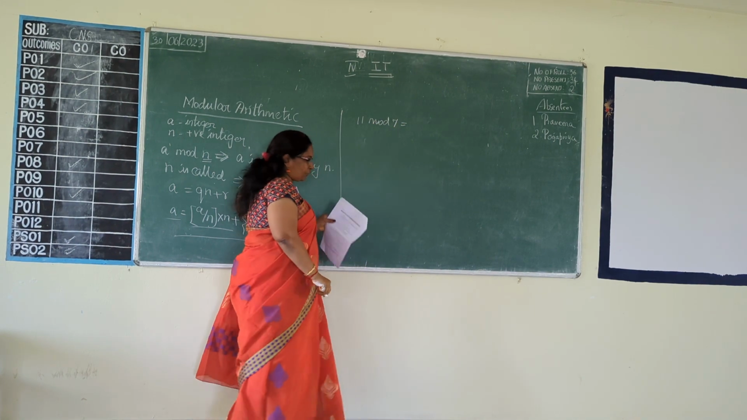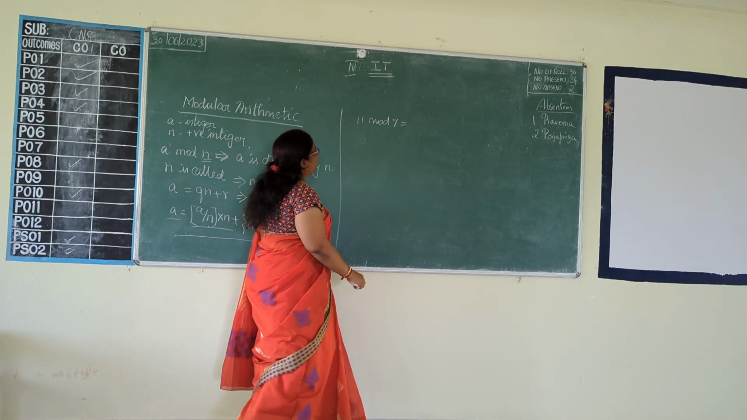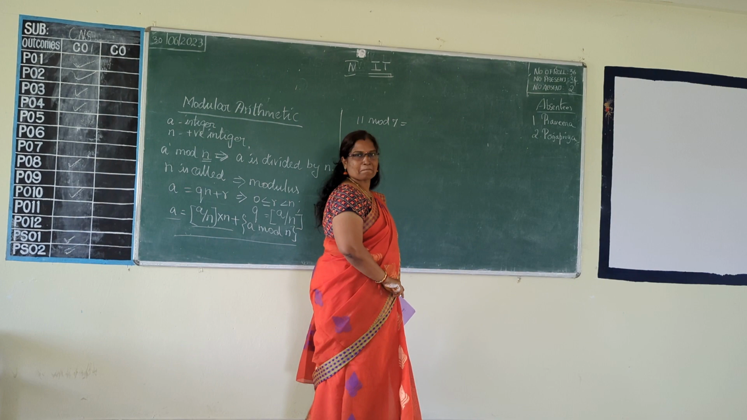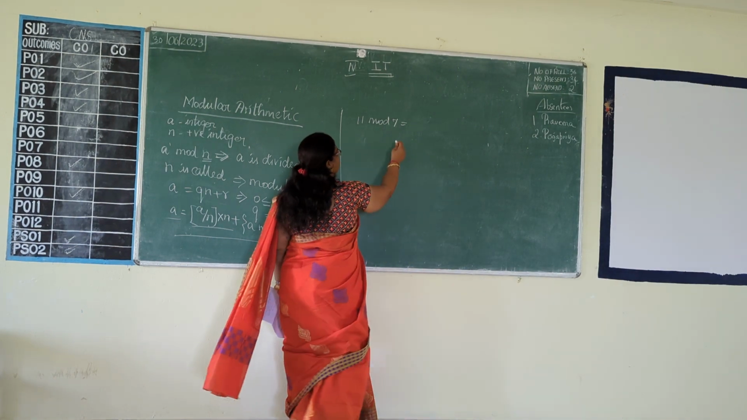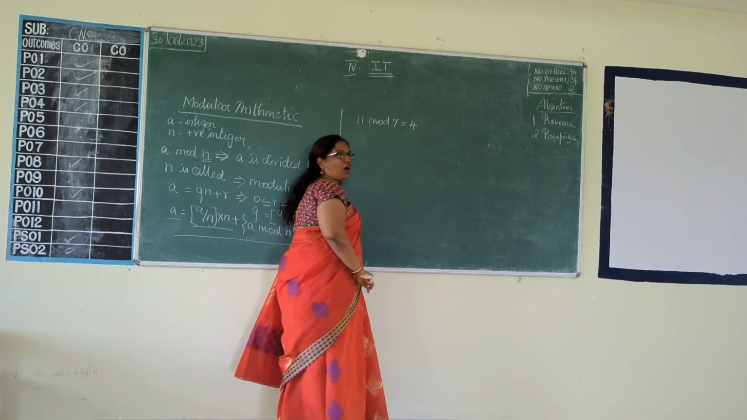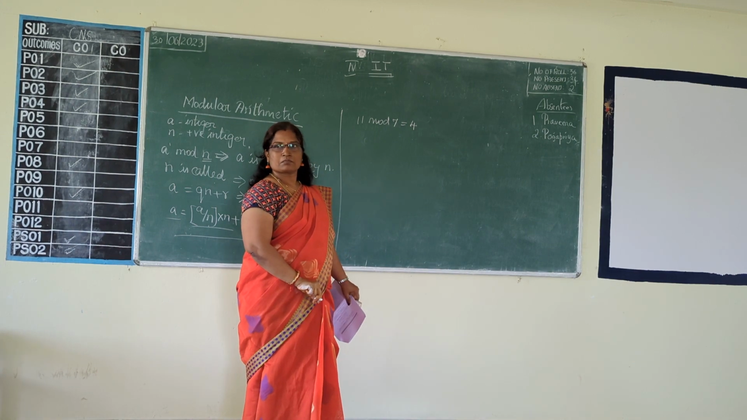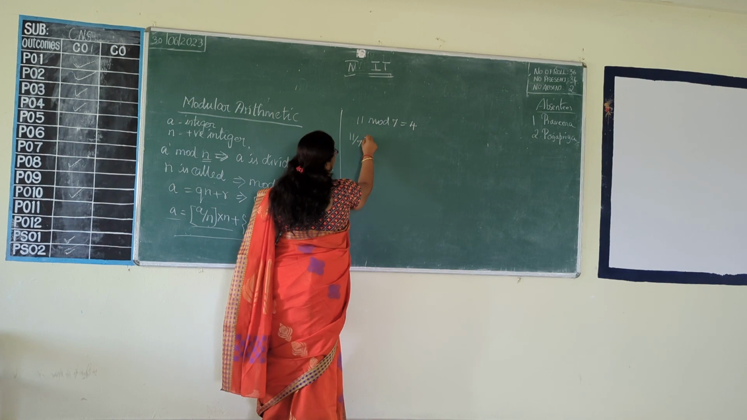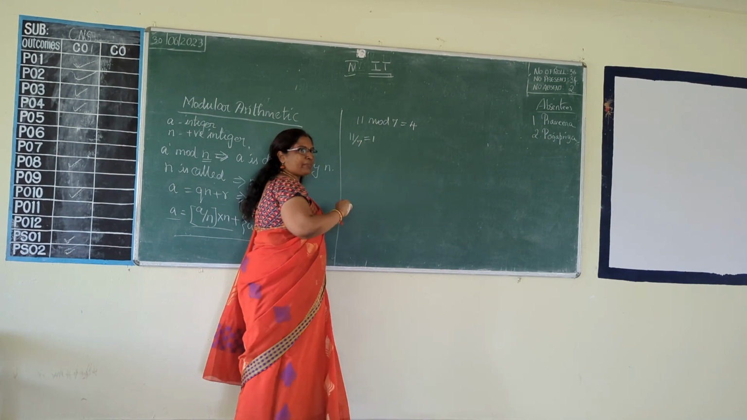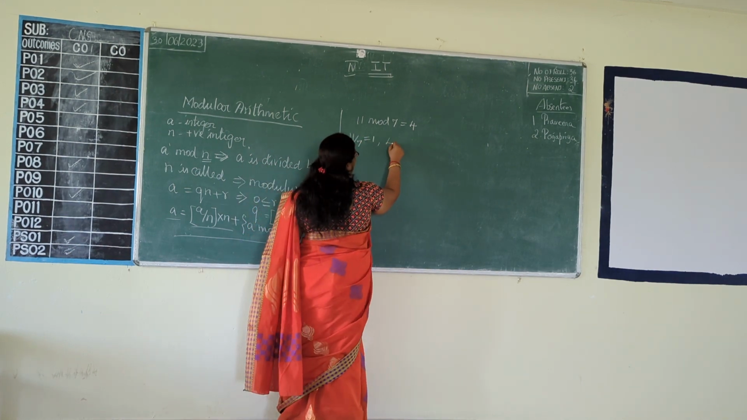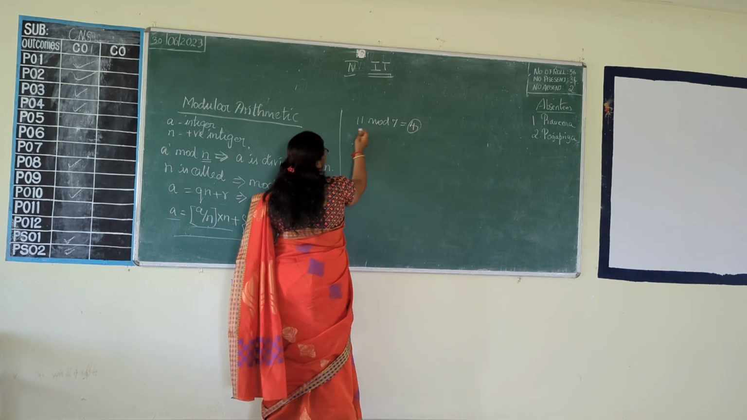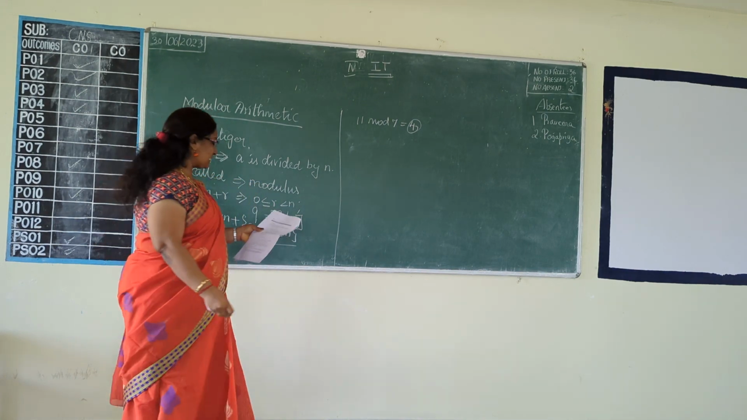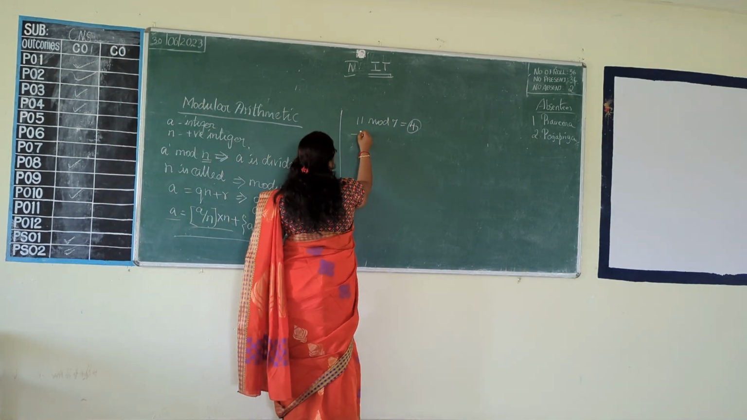11 mod 7 is equal to 4. How? Remainder. 11 divided by 7: one time it goes, the remainder is 4 and that will be the mod value. So 11 mod 7 is equal to 4. This is easy, right? I give another question.